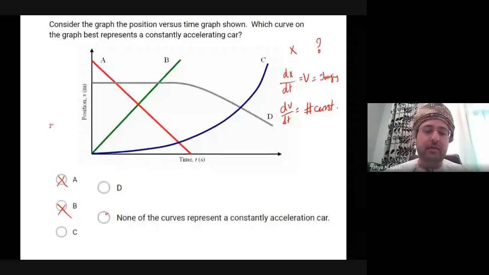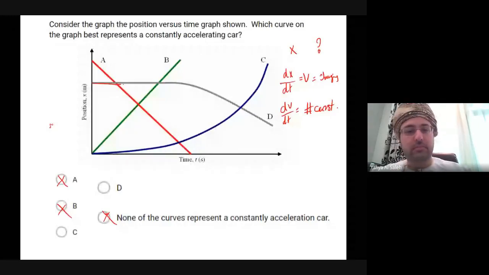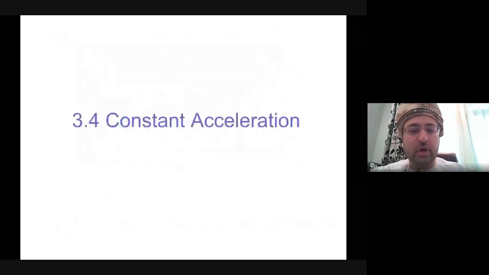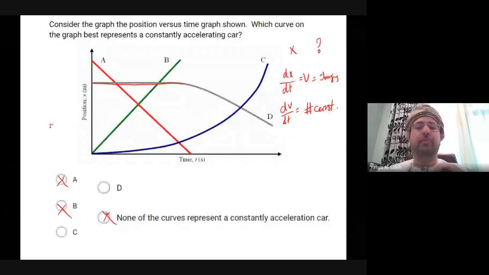So we are left with C and D. Now D initially has a straight line, which means it's not accelerating at all the time. So it's not D. The only possible option is C.